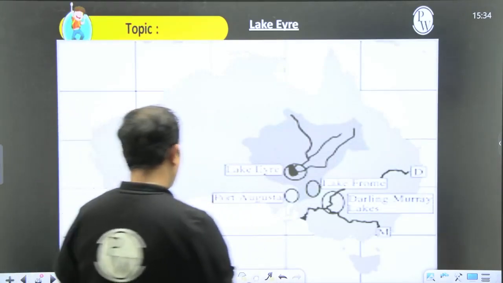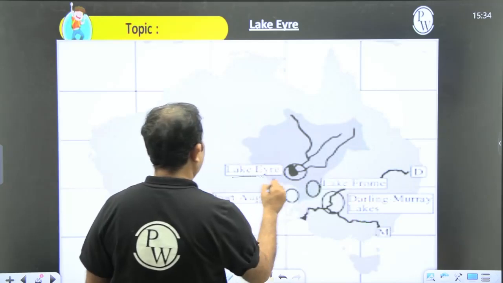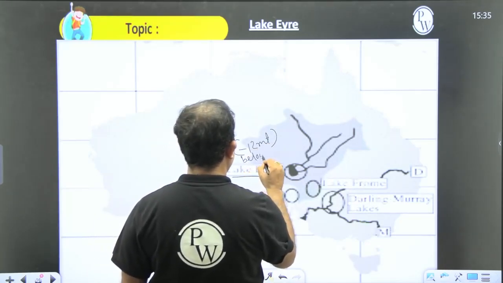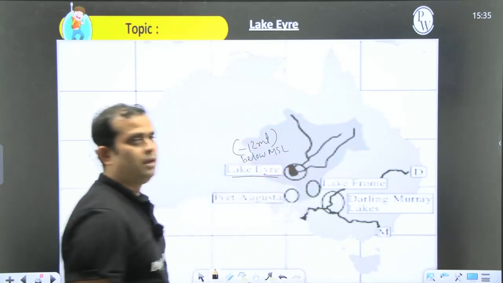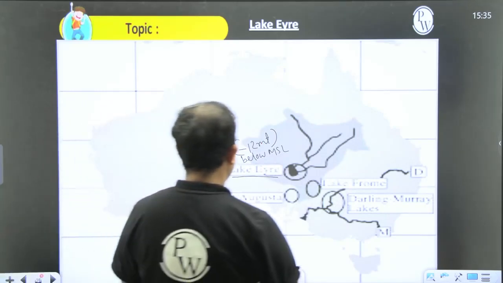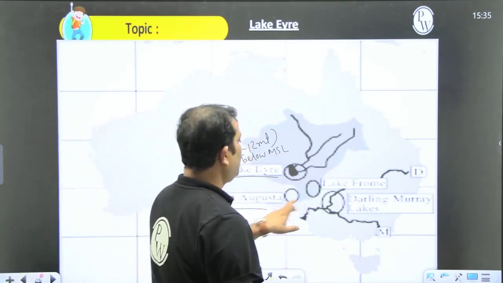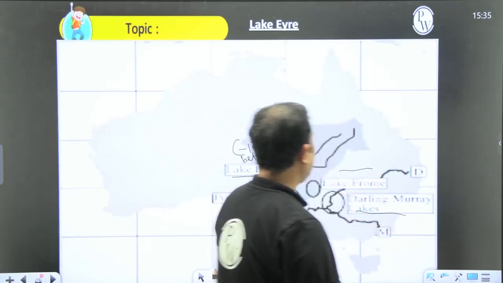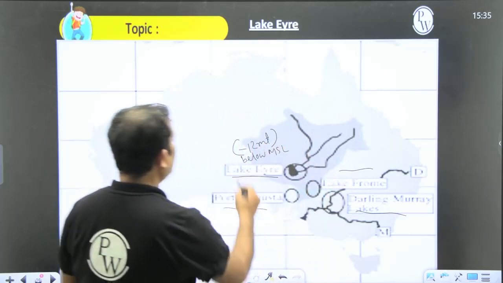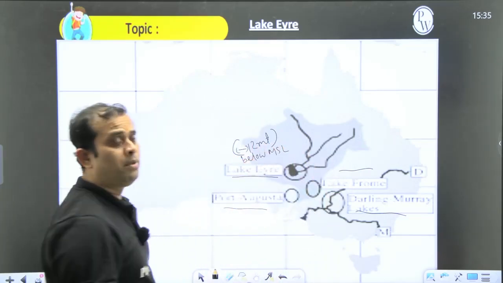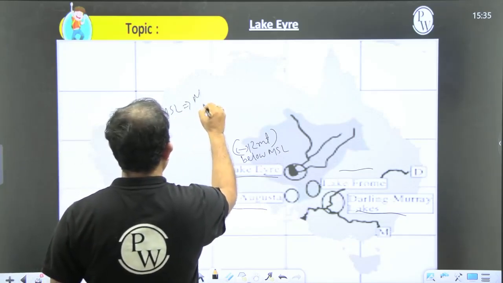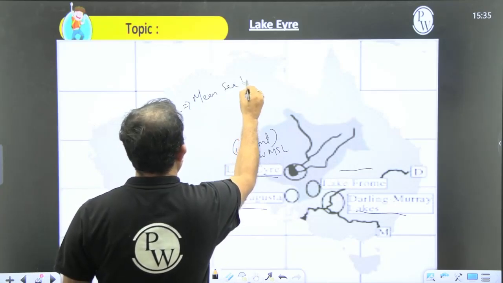Lake Eyre is minus 12 meters below MSL, mean sea level. Below mean sea level. This is Port Augusta and the Lake, then Darling, Murray Darling basins. These lakes particularly are minus 12 meters from mean sea level. MSL means mean sea level.